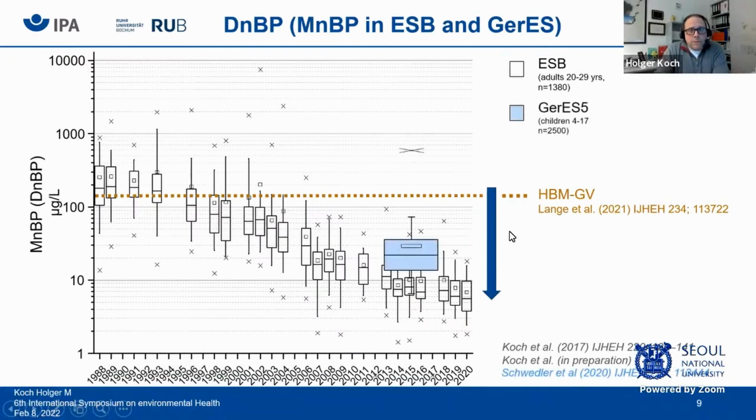And again, you can see for the environmental survey data for the children that the children still have higher exposures than the young adults, again approximately a factor of 5. And in the children, you can still see exceedances of this tolerable intake level.